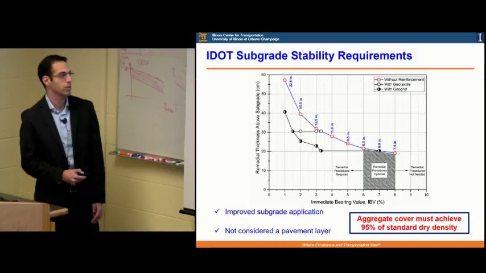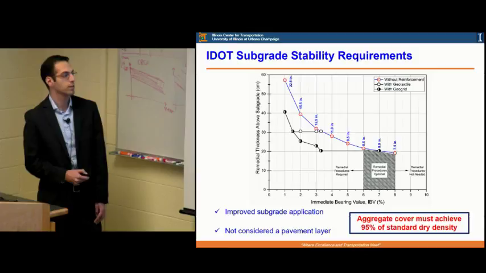Depending on whether geogrids and geotextiles are used or just aggregate covers are used, and depending on the CBR value of the in-situ subgrade, the aggregate cover that is required on top of the subgrade is different.